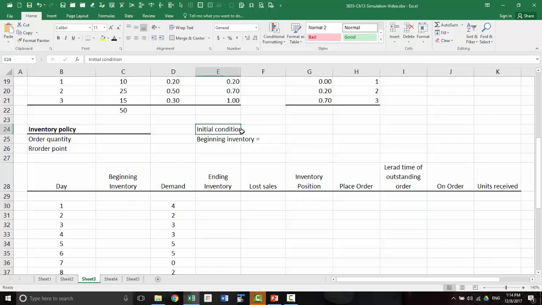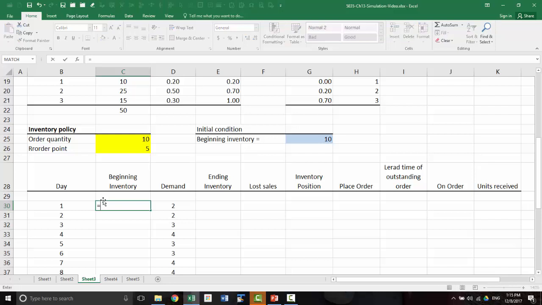So beginning inventory, okay, we have our initial policies. So this is 10 and say 5 is the reorder point. So that's our decision variable. Okay, let's color code that yellow. So that's what we were trying to decide. The beginning inventory of 10 units on hand, that is a given input. So let's do it like that. So beginning inventory for the first day is that.